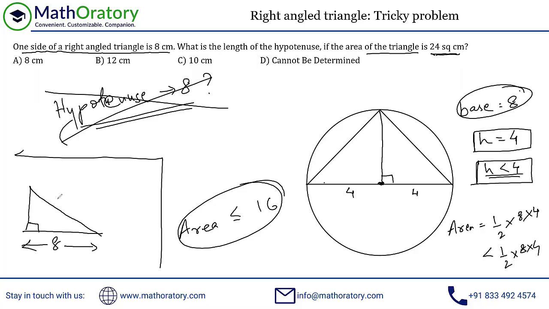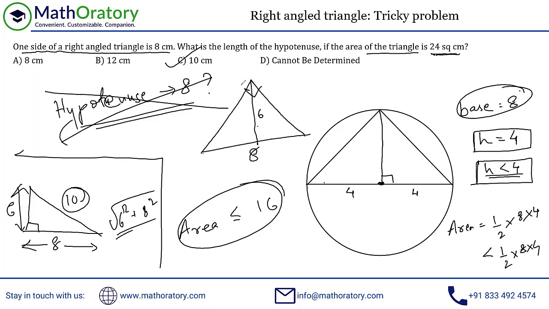And since the area is 24, the other leg must be 6, half into 6 into 8 will give us 24. Now this is possible, right? So if I have 6 and 8, the hypotenuse is 10. Either use a Pythagorean triplet or simply root over 6 square plus 8 square. So that is the answer to this problem. Not "cannot be determined". It can actually be determined. So that's all my input for this particular question. I hope everything was understood.